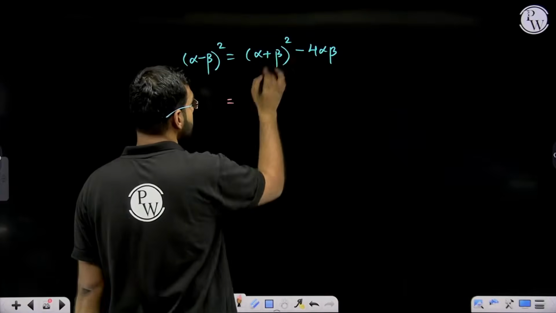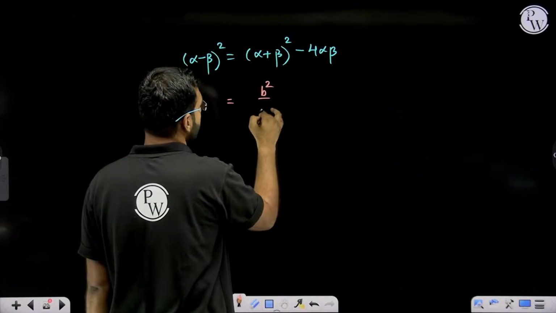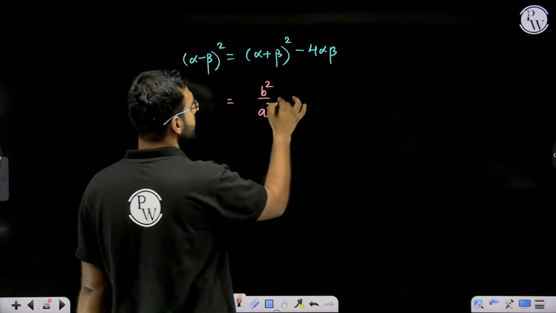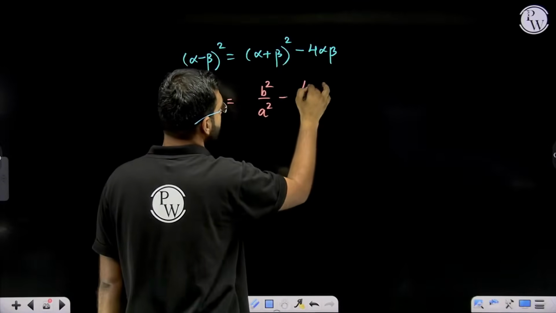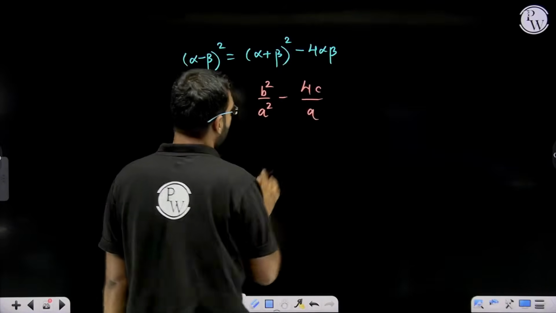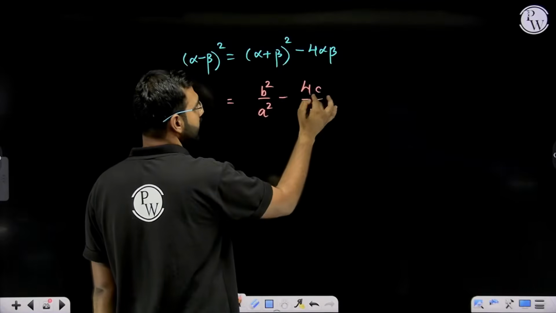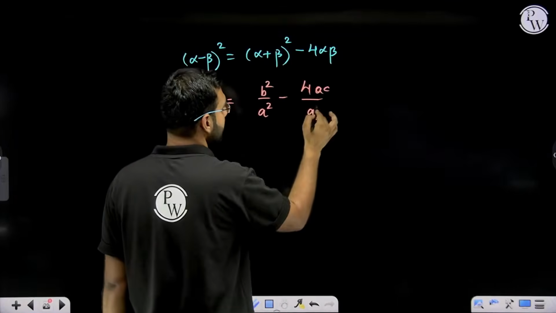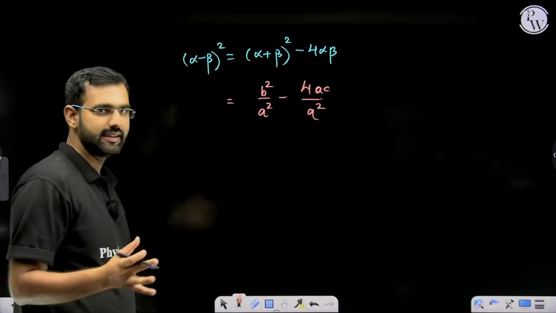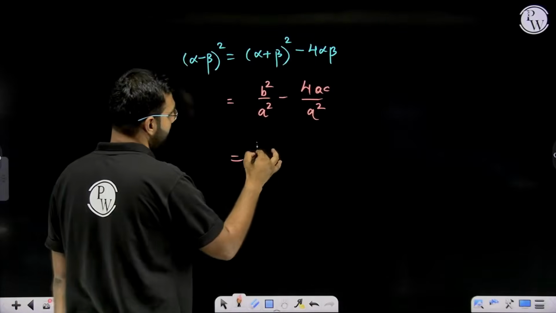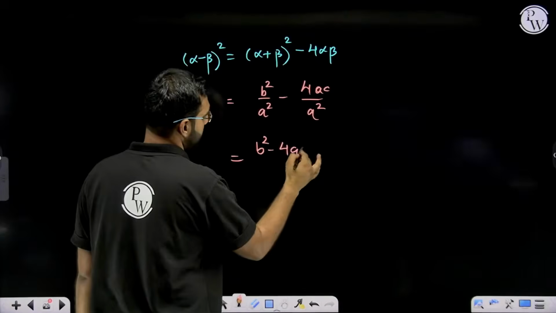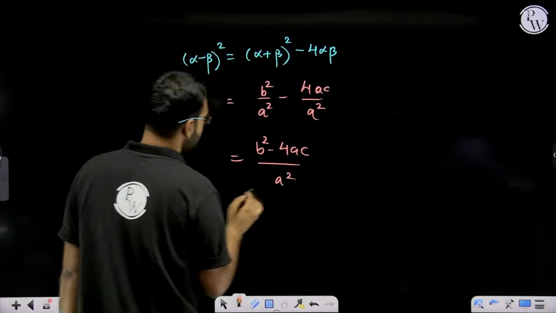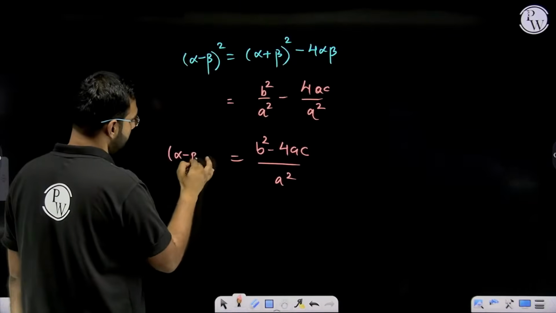Minus b upon a, but its square will be b square upon a square. Everybody getting that? This is 4 alpha beta c upon a, so it is 4c upon a. What I do is I multiply and divide this 4c by a, so it will be 4ac by a square. Why did I do it? So that we can take the LCM. So with that, I have b square minus 4ac by a square on the right hand side, which is nothing but what? Alpha minus beta whole square.